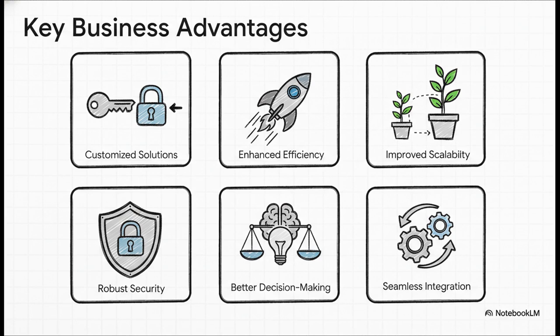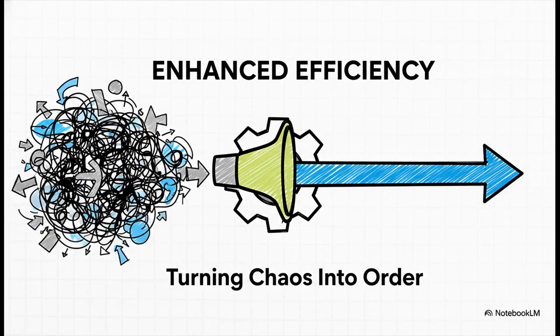You don't just get a piece of software. You get some incredibly powerful advantages for your business. We're talking custom solutions built for your exact needs, rock-solid security to protect your data, and scalability so the software grows right along with you. But one of these in particular can be an absolute game changer for pretty much any business. And that's enhanced efficiency. This is often the main reason people build custom software in the first place.